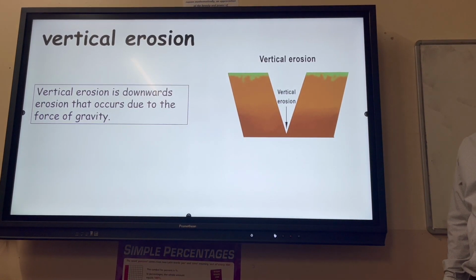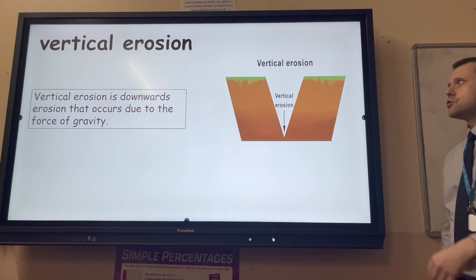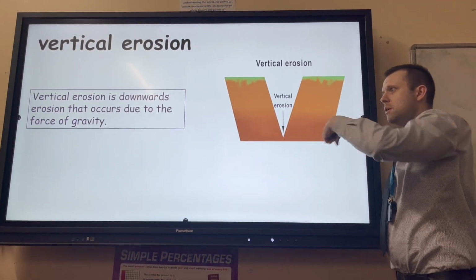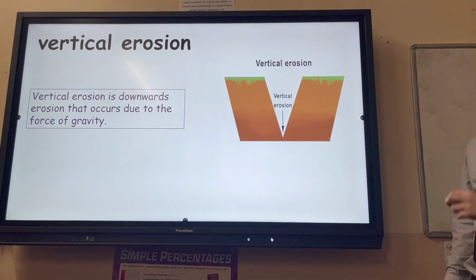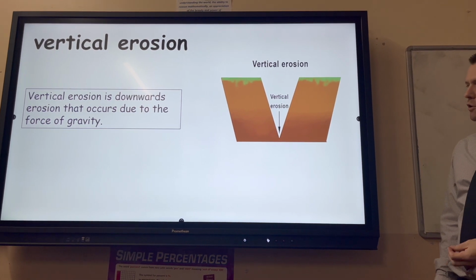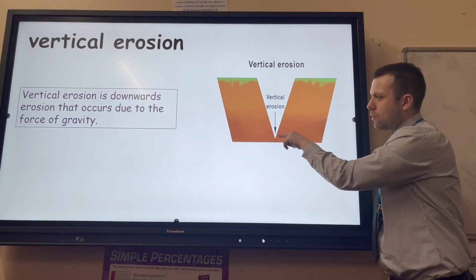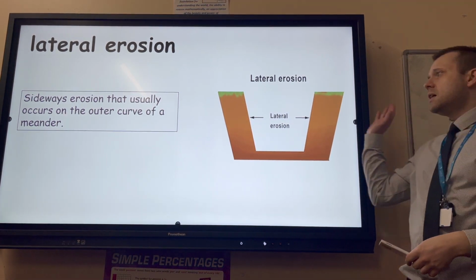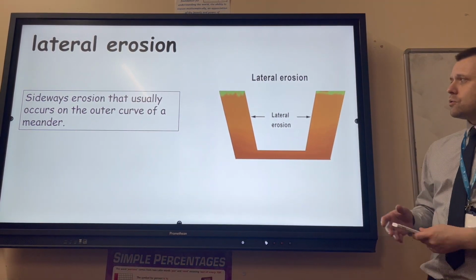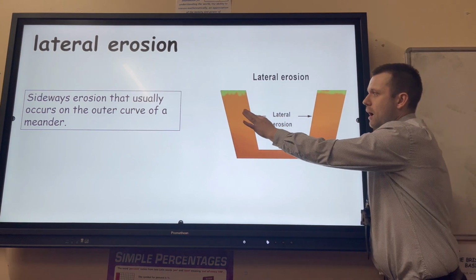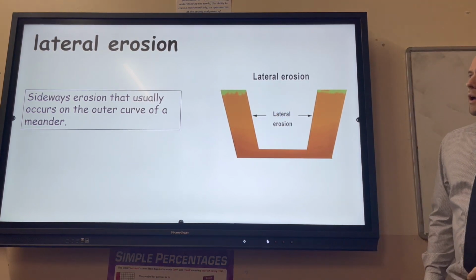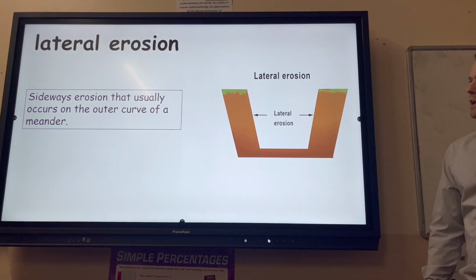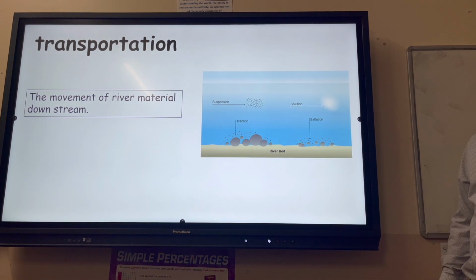Vertical erosion. This is not a type, this is a direction. Vertical means down, and this is under the force of gravity. If you're ever asked to label this on a diagram, make sure your arrow is pointing to the bottom of the river. Lateral erosion, on the other hand, is the side-to-side erosion, and again, make sure your arrows touch the side of the river channel when you're asked to label this on a diagram.